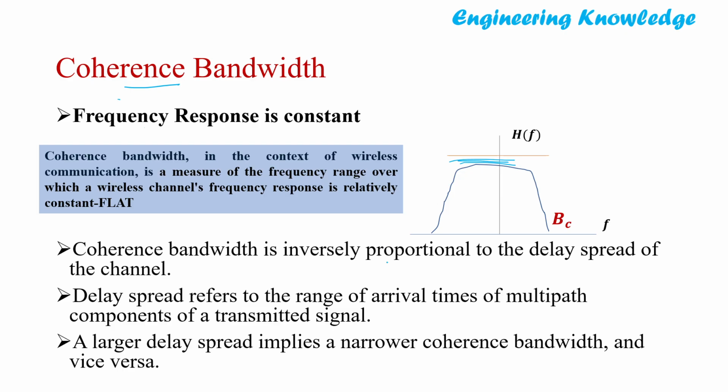The coherence bandwidth is inversely proportional to the delay spread of the channel. You can understand delay spread is the spread of time delays between multiple components, and its Fourier transform will yield the frequency response, and therefore it is inversely proportional to the delay spread. The delay spread refers to the range of arrival times of the multipath components. A larger delay spread implies a narrower coherence bandwidth, and vice versa.